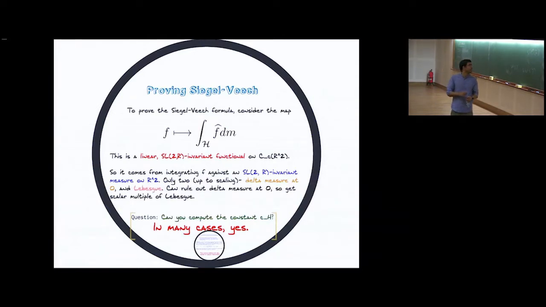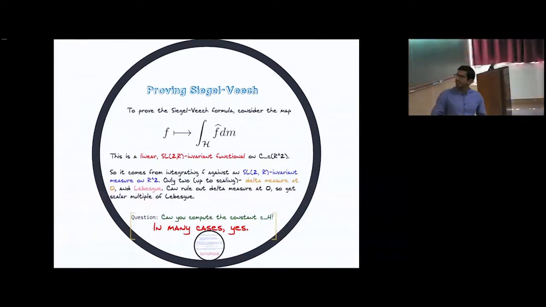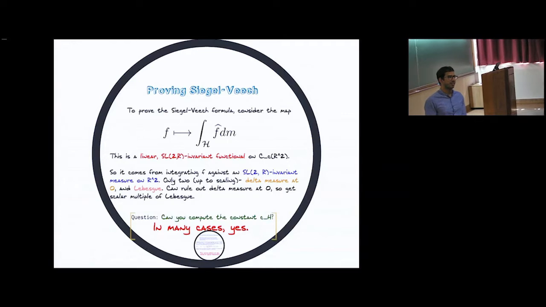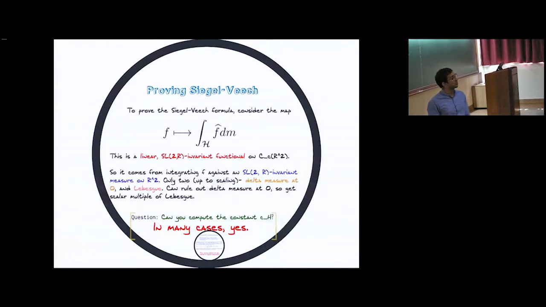So it has to come from integration against a measure on R2, but we have a weapon up our sleeve. The weapon up our sleeve is that this measure dm is SL2R invariant, so this functional is SL2R invariant. So it has to come from integration against an SL2 invariant measure. There aren't that many of those in R2. SL2 acts on R2 with two orbits, 0 and everything else. You can do some computations to show that the delta measure at 0 doesn't show up. And then there's only one invariant measure on everything else, up to scaling. It's Lebesgue.